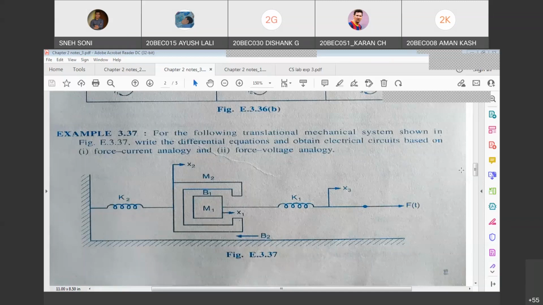You can see here force F2 is applied on mass M1 through spring K1, not directly. In between M1 and M2 there is friction B1. Displacement of M1 is X1, displacement of M2 is X2, and between M2 and rigid support there is friction B2. And this mass M2 is also connected with spring K2 to rigid support. This is the observation from the given mechanical system.